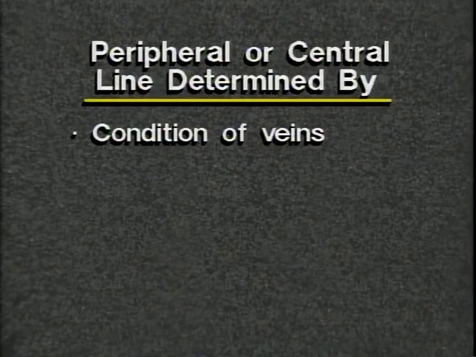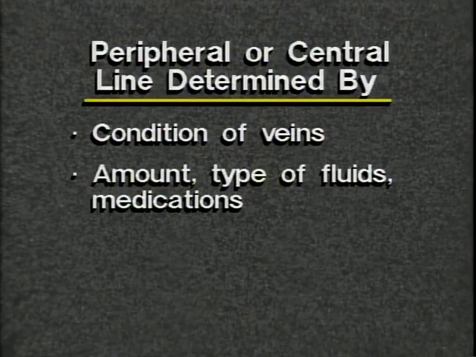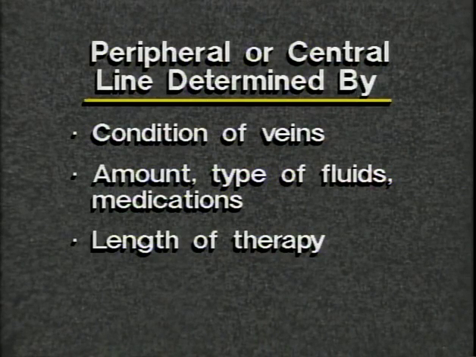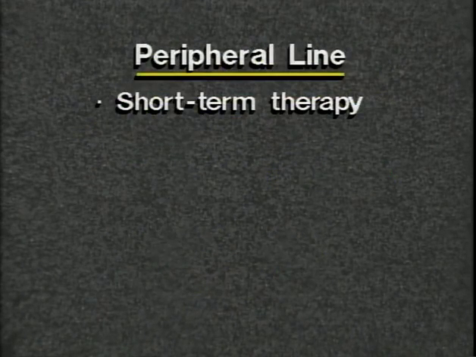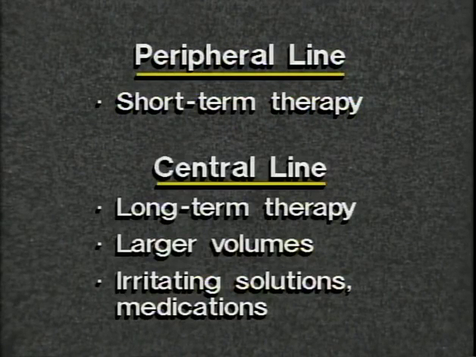The condition of the patient's veins, the amount and types of fluids and medications he or she must receive, the intended length of the therapy, and the availability of support services will determine if a peripheral or central line is used. Peripheral veins are generally used for short-term infusion therapy. Central lines are for longer-term therapy, therapy with larger volumes, or with irritating solutions or medications.